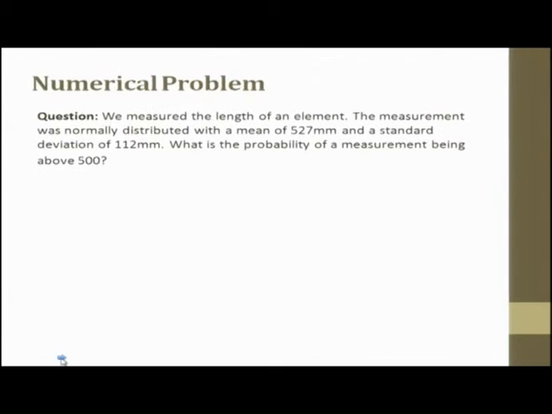Now, let us try to solve a numerical problem. The question tells that we measured the length of an element, the measurement was normally distributed with a mean 727 mm and the standard deviation of 112 mm. What is the probability of a measurement being above 500? Now, let us note the data: mean is equal to 527 and standard deviation is equal to 112.